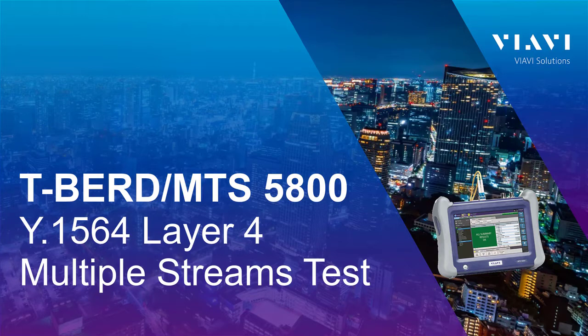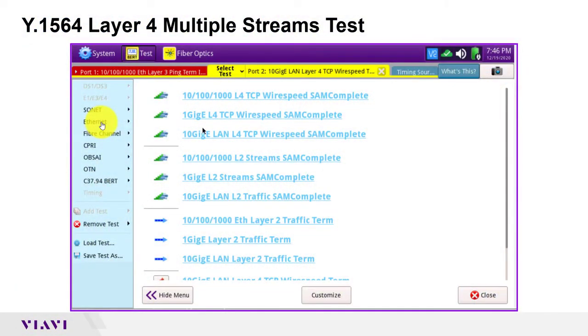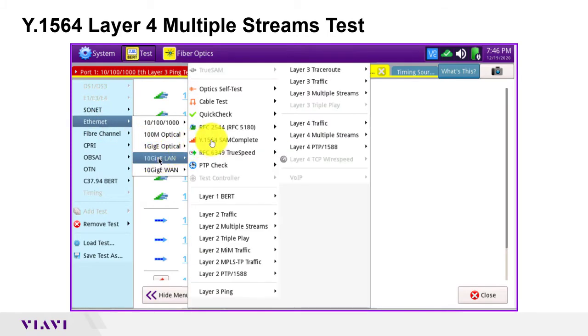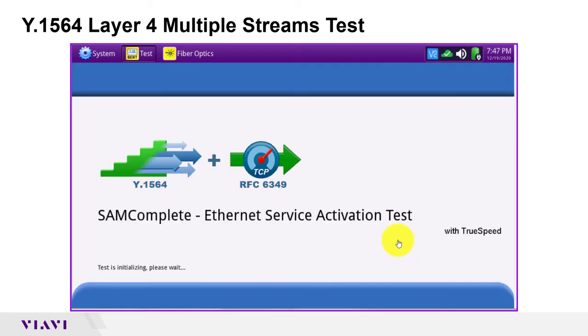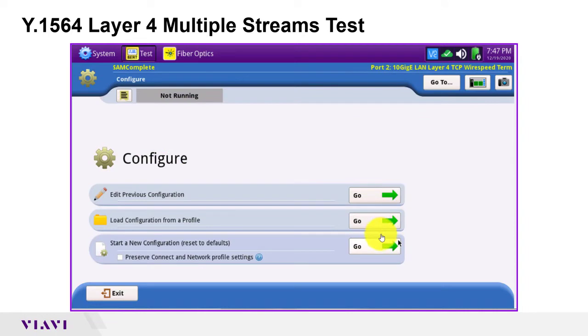In this video, I will demonstrate the test without the RFC 6349 TrueSpeed test. Any Layer 4 loopback device can be used at the far end of the line under test. To launch the test, select Ethernet, followed by the rate, Y.1564 SAM Complete, L4 TCP Wire Speed, and P1 or P2 Terminate, depending on the port you are using. I'm going to start a new configuration.